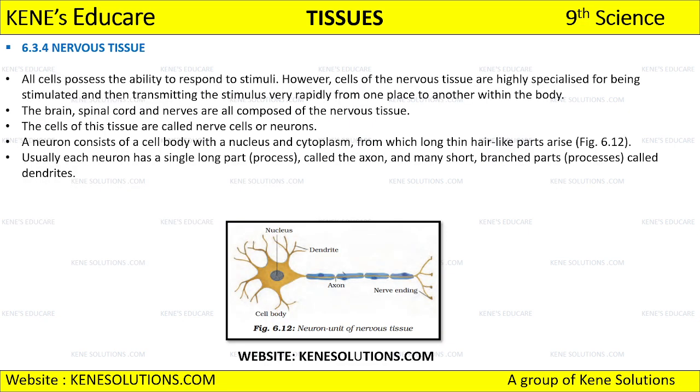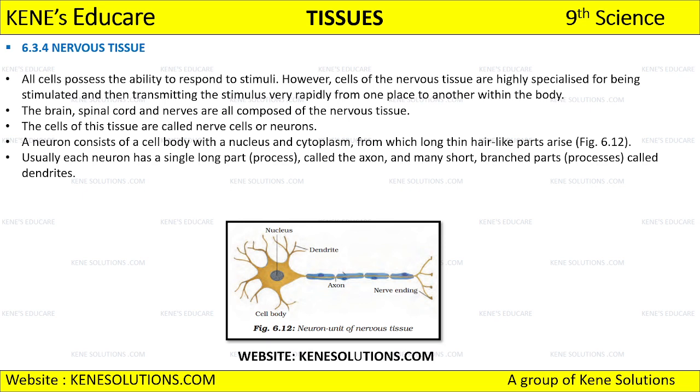Then now we have nervous tissue to discuss in detail. So see, all cells possess the ability to respond to stimuli, right? If someone touches you, you come to know that you have been touched by someone, right? Why is it so? Because all the cells that we have can respond to stimuli. However, cells of nervous tissue are highly specialized for being stimulated and then transmitting the stimulus very rapidly from one place to another within the body.